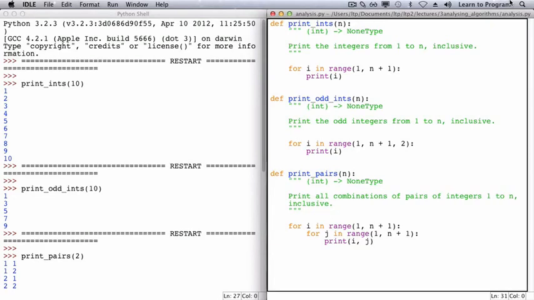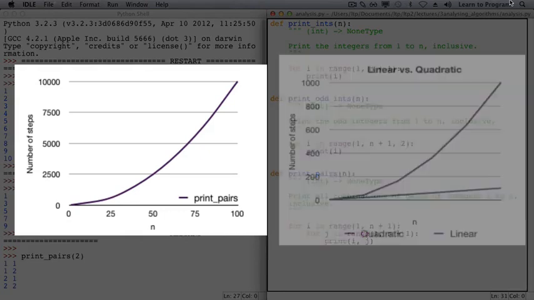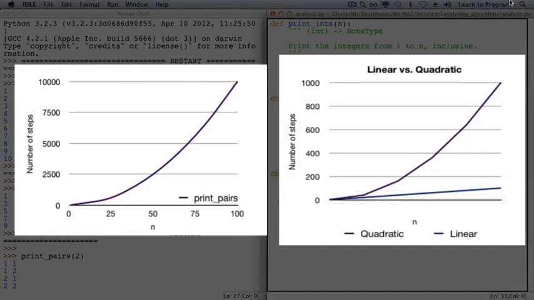We'll plot this as well. As n grows, the number of steps is growing more quickly than it did for the other two algorithms. If we had 2 algorithms that solved the same problem, and one had linear runtime while the other had quadratic runtime, we'd want to use the one with linear runtime if we were trying to pick the most efficient algorithm.